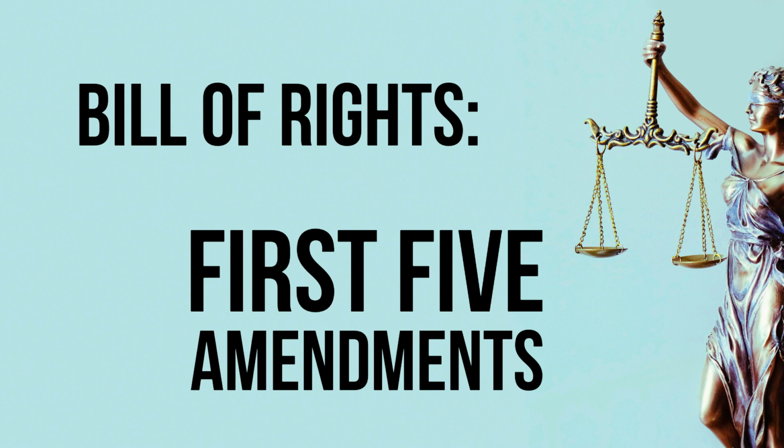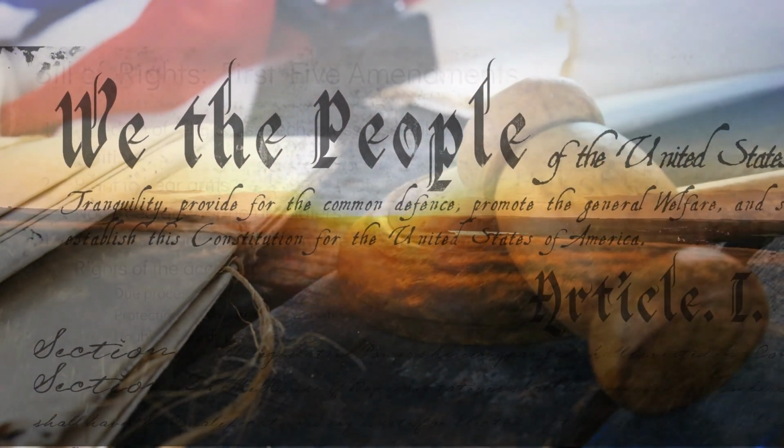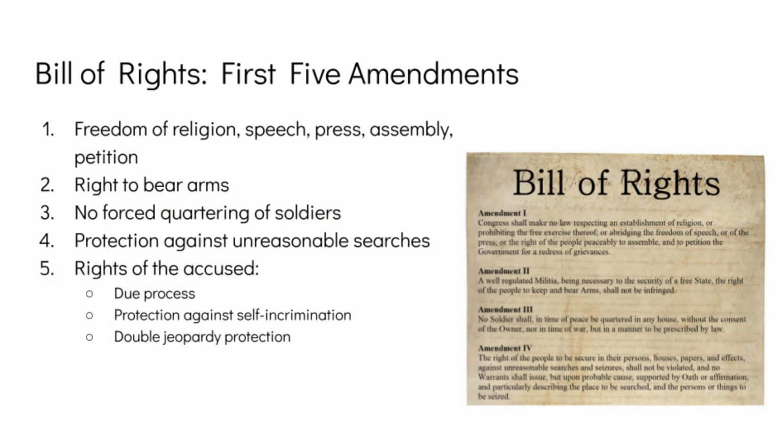The first five amendments to the United States Constitution, known as the Bill of Rights, establish essential freedoms and protections for individuals. The First Amendment guarantees freedom of speech, religion, press, assembly, and petition, allowing citizens to express their ideas without government interference. The Second Amendment protects the right to bear arms, such as guns, for personal defense.